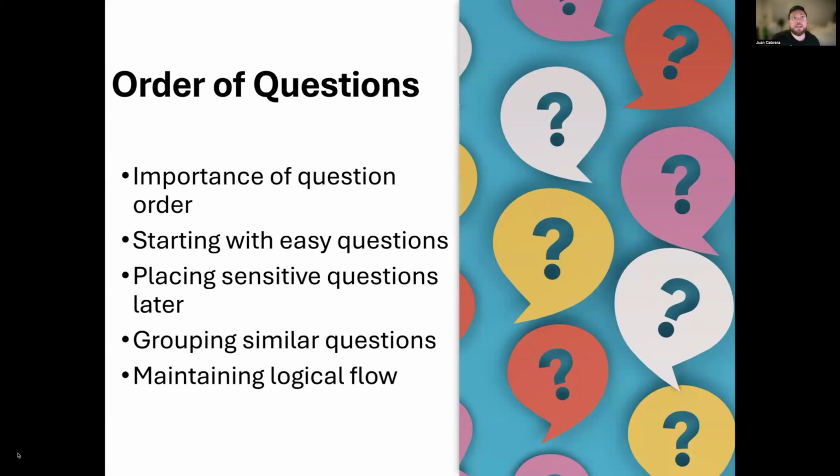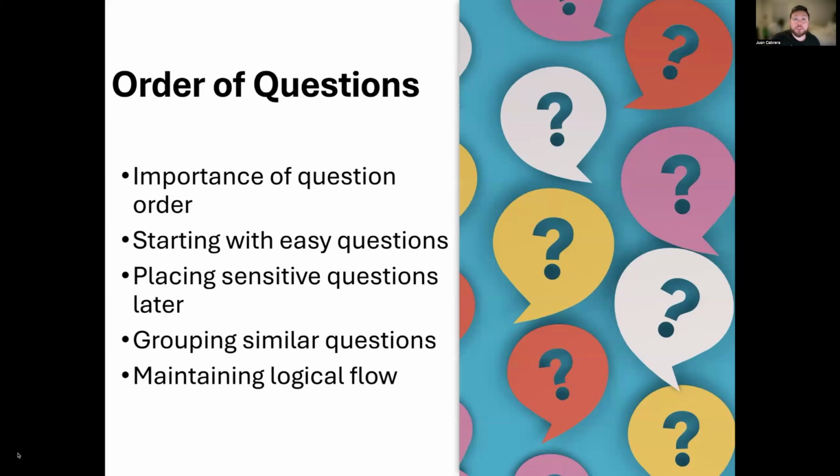Start with easy and non-threatening questions. Now, these questions help to build a rapport and ease respondents into the survey process. So, for example, opening with demographic questions like, what's your age or what's your job role, can make the respondents feel more comfortable. Sensitive or complex questions should be placed later in the survey, because at this point, respondents are more engaged and less likely to abandon your survey. So, for example, questions about personal health issues or job satisfaction should be placed after some general questions.